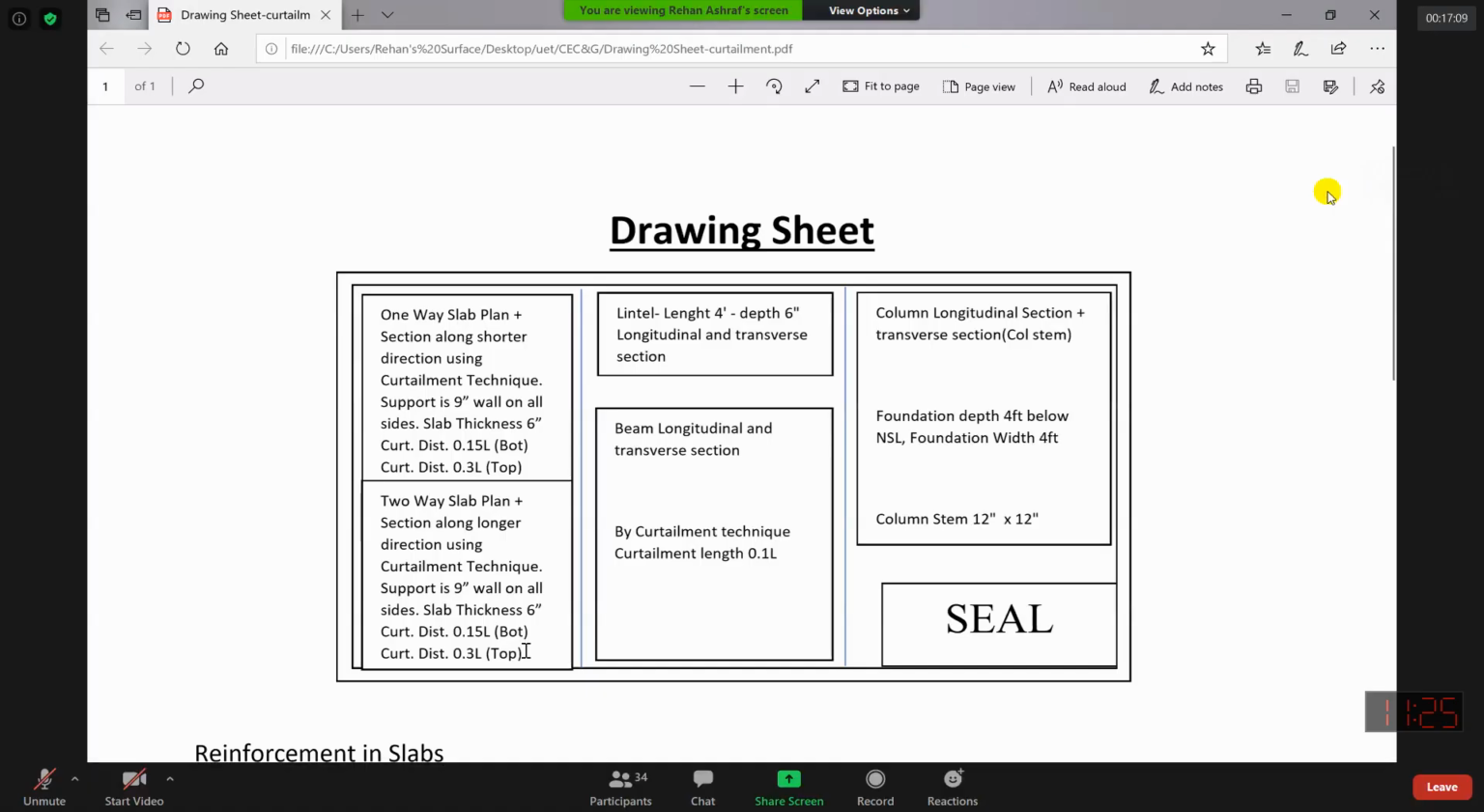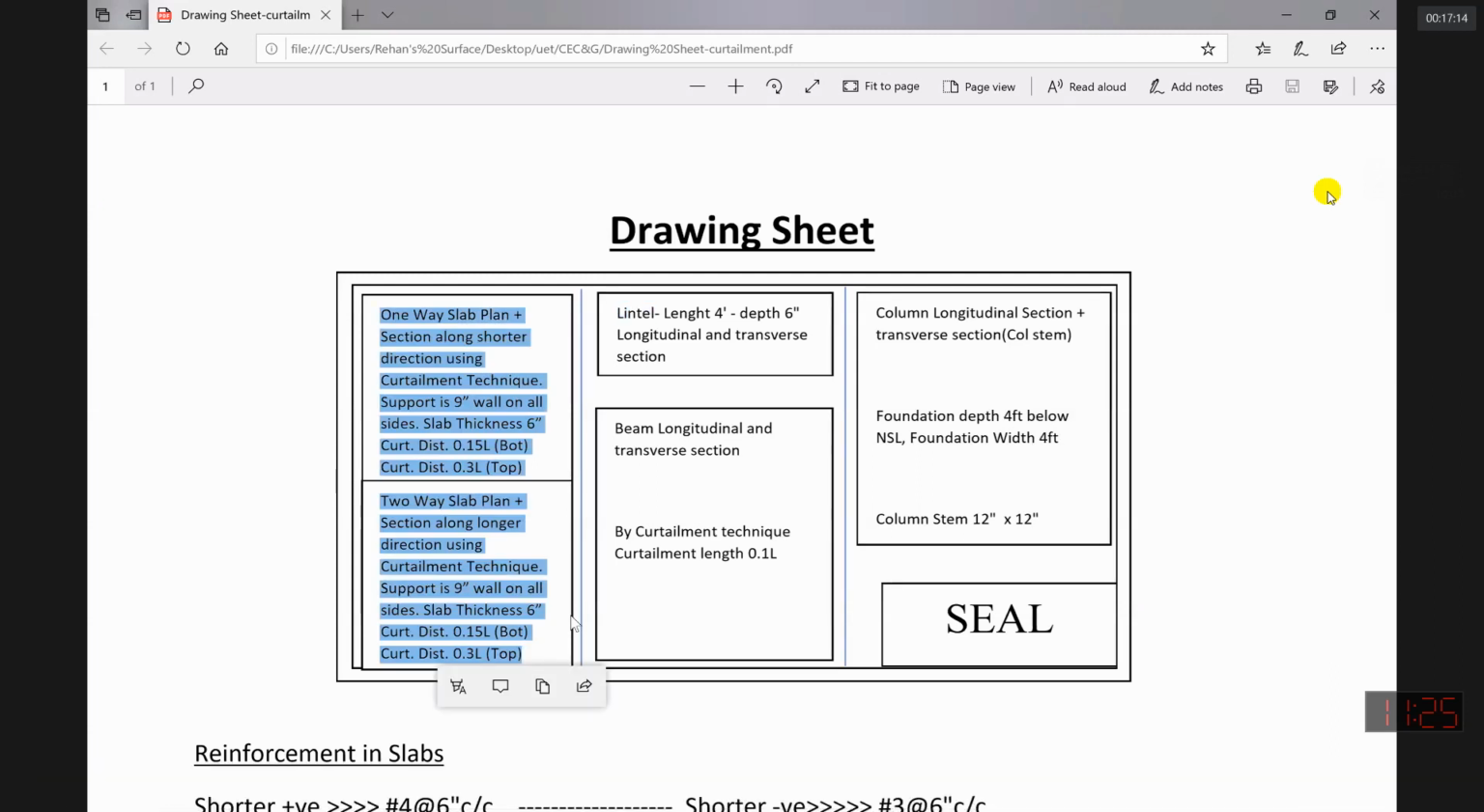When we talk about slabs, for slabs, we basically make two drawings. Majorly, the slab drawing is the plan view, that is the major drawing, and mostly used. We draw plans for slabs, and secondly, as a detail, we can mark a section and we can draw a section along any dimension, longer dimension or shorter dimension.